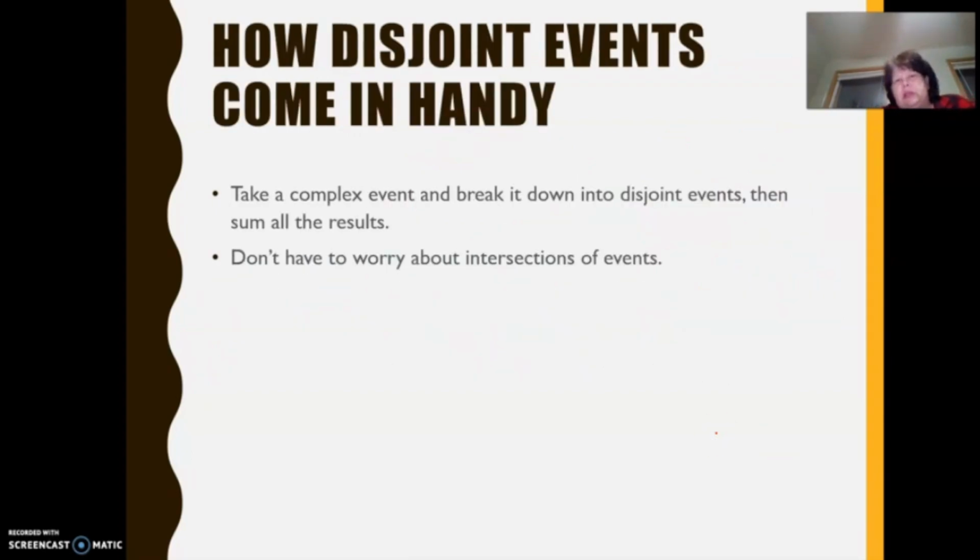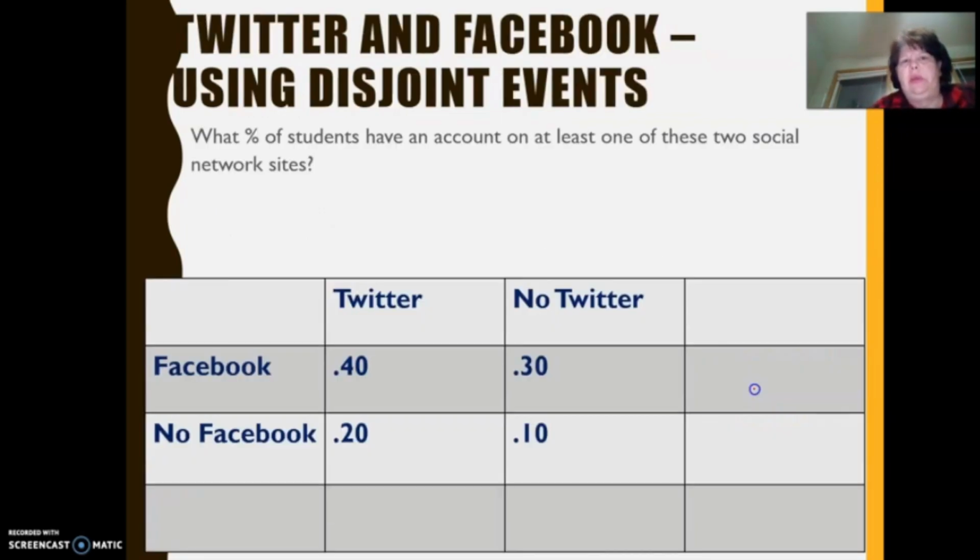So you can use this to take a big problem and break it into pieces and then put the pieces together, solve the problem. That's generally how we use the disjoint rule. So what percentage have an account on at least one of these two social networks?